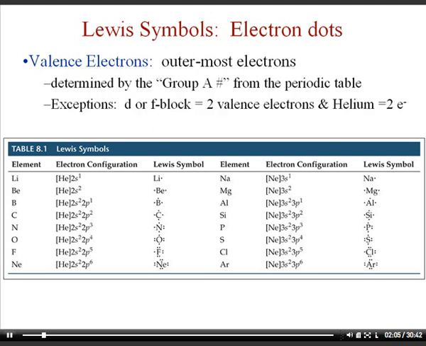And if you want to worry about the D or F block, which we don't too much, they only have two valence electrons, which are the S electrons in their outer shells. And helium is an exception to this group A rule because it only has two electrons, even though it's out there in group 8 with all the other noble gases. It only has two valence electrons.